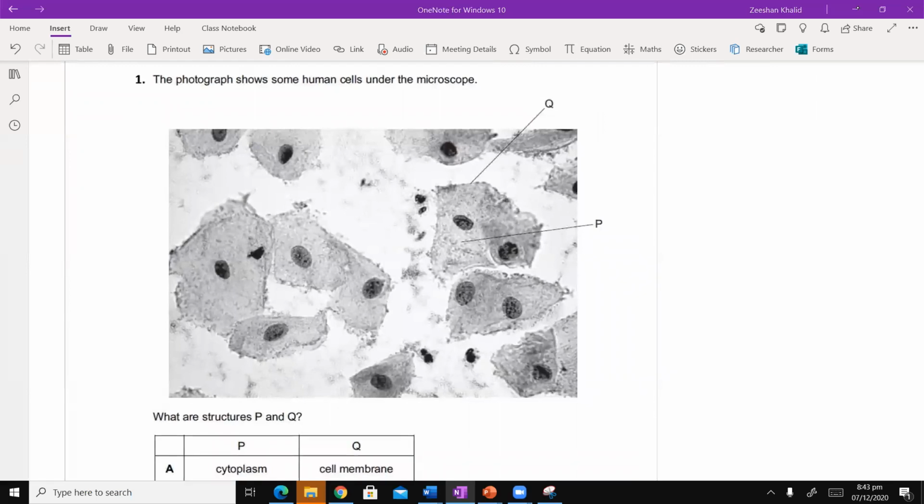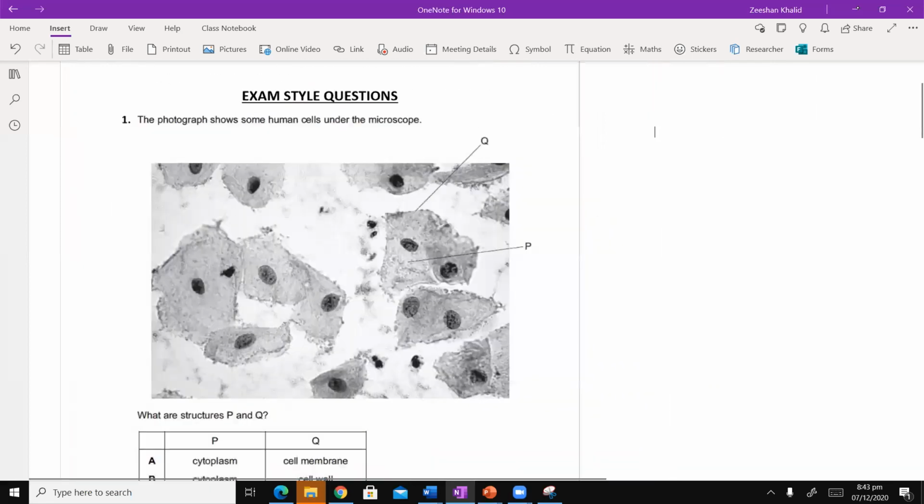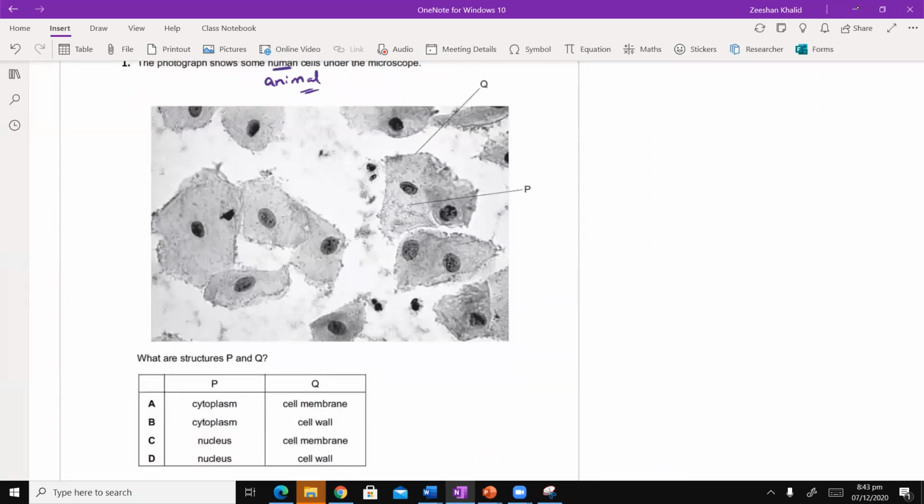It says the photograph shows some human cells under the microscope. He has labeled two things, Q and P. They are human cells, which means they are animal cells and of course not plant cells. So what are structures P and Q? Q, we can clearly see, is the boundary of the cell, so we know this is the cell membrane. And P is the middle portion of the cell, which may be the cytoplasm.